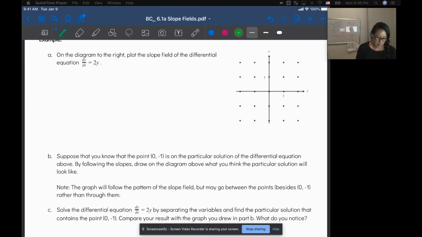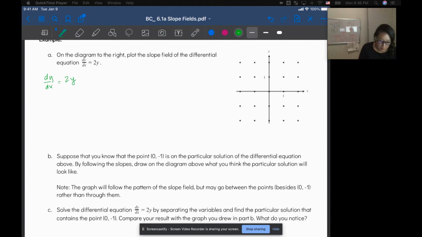On the diagram to the right, plot the slope field of the differential equation dy over dx is equal to 2y. All right, so we're going to plot the slope field. We're going to do 2 of these and I'm going to pause the video, okay? So I have dy over dx is equal to 2y. That's what we're going to be plugging into.